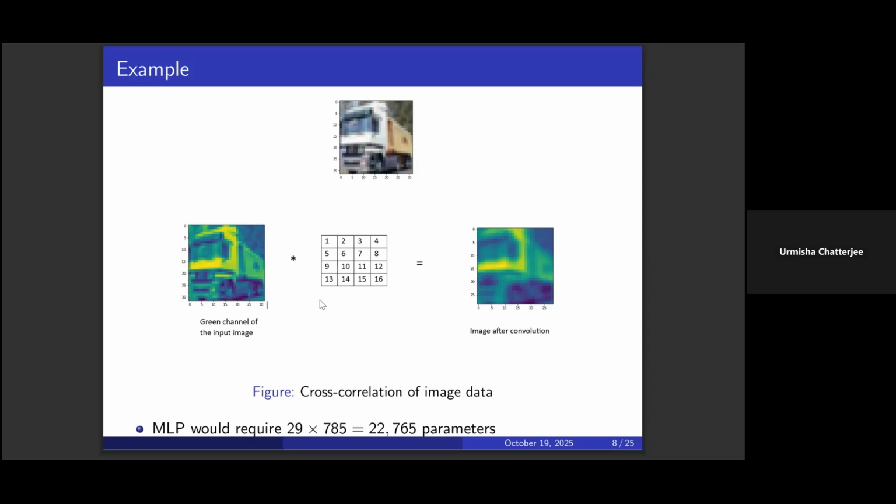Once you do the cross correlation operation, the image on the right side is the resultant image. Of course, this output size is a little smaller. So this is for you to try. If I tell you that this green channel of the input image is of size 32 by 32 pixels, and the kernel tensor is of size 4 by 4, can you tell me the size of this output image?